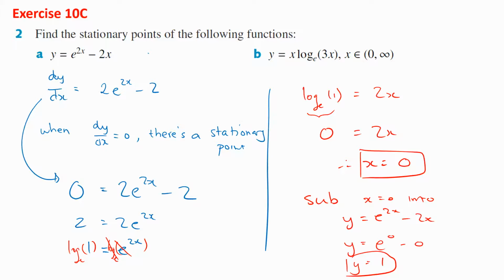Why? Why am I not done yet? If you did this in the exam, I wouldn't give you a mark. Yeah, you haven't answered the question yet. The question said, what is the stationary point? Find the stationary point. You just went x equals 0 and y equals 1. I have no idea what that means. Answer the question. Be specific.